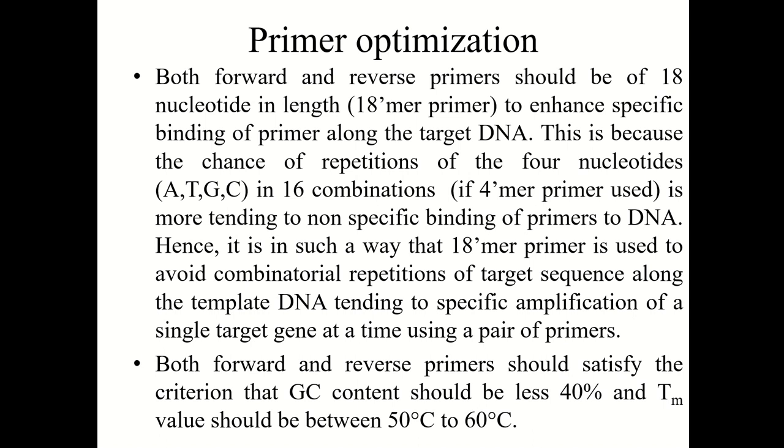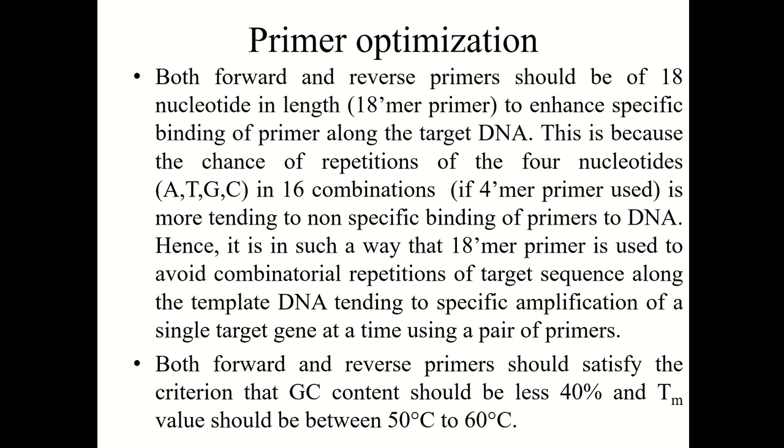This is because of the chance of repetition of the 4 nucleotides A, T, G, C in 16 combinations if a 4-mer primer is used. If we take a primer of 4 nucleotides in length, then 4 into 4 is 16. So this 4-mer primer can have 16 combinations. There are 16 possibilities for the 4-mer primer, or its complementary sequence, to occur in the DNA. So there will be annealing of this 4-mer primer at 16 places in the target DNA, which may render non-specific amplification.